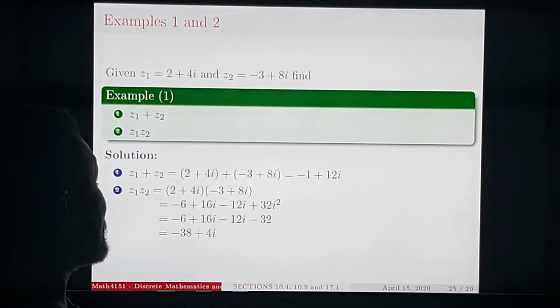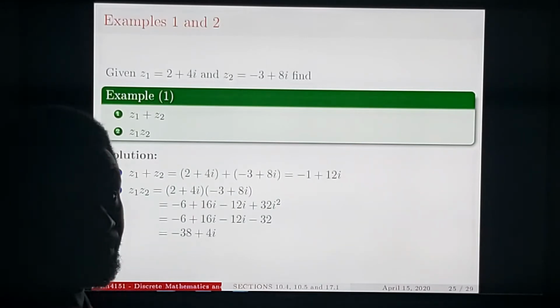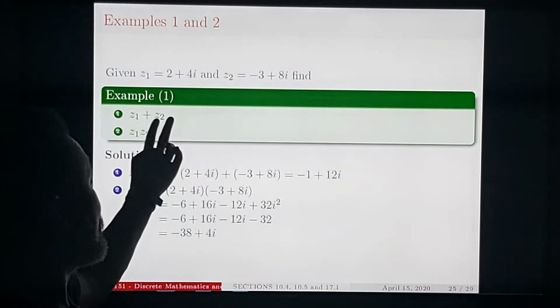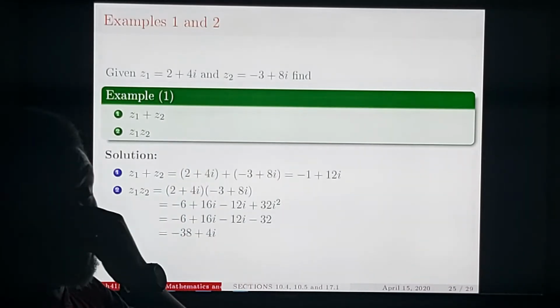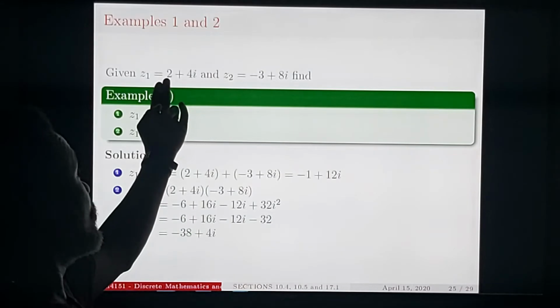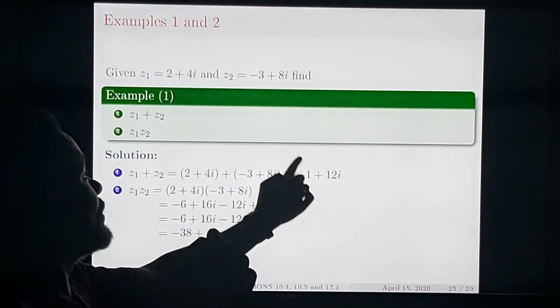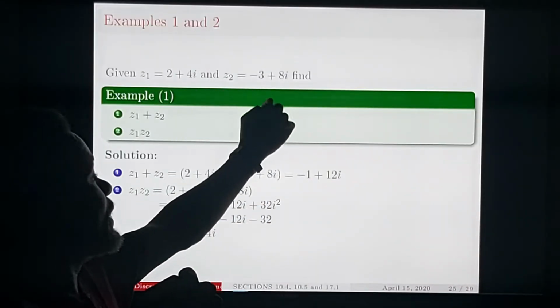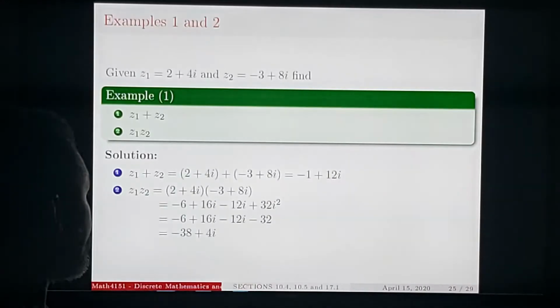Okay, example. Given two complex numbers, z1 equals 2 plus 4i, and z2 equals minus 3 plus 8i, find the sum of the two and the product of the two. Well, for the sum, you just take 2 plus minus 3, which gives you minus 1, and 4i plus 8i gives you 12i. Finished.